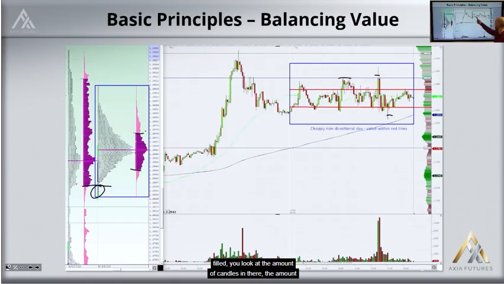It's easy to get filled. You look at the amount of candles in there, the amount of time, volume put in there, it makes it very, very easy to get filled.